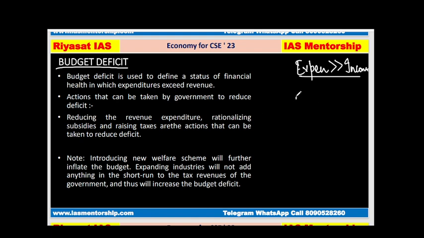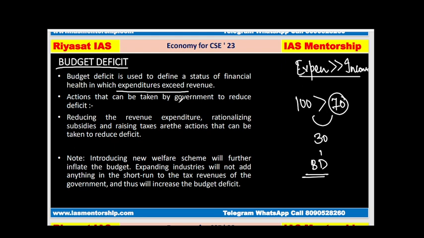My pocket money is 100, my expense is 100 rupees and my income is just 70 rupees. The 30 rupees is my budget deficit, my pocket deficit. For government, it is the budgetary, budget deficit. Clear? It is where expenditure exceeds revenue.